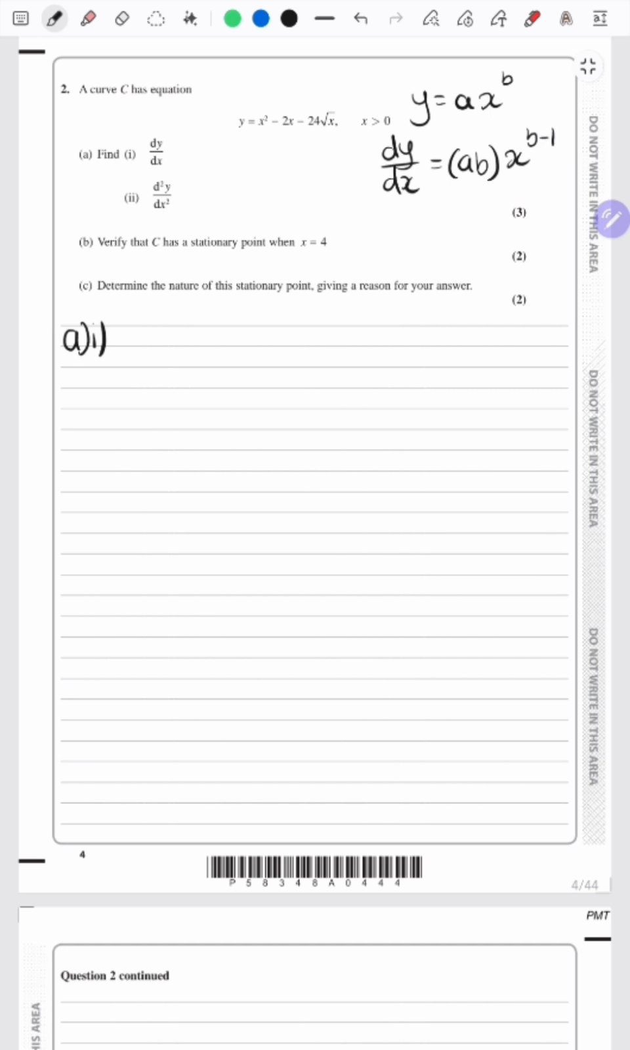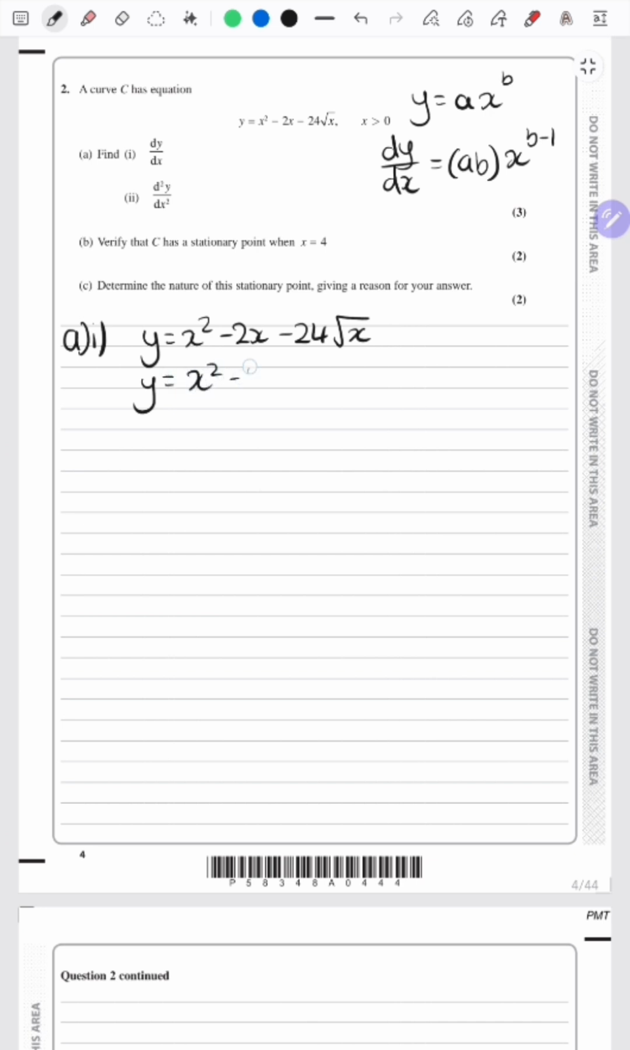So now let's write out our equation that we need to differentiate, which is y is equal to x squared minus 2x minus 24 square root of x. Now we need to make sure that before we differentiate, all the terms of our equation are of this form. And we can see here we have minus 24 multiplied by square root of x is not in the form that we require. So let's convert this to the form that we need.